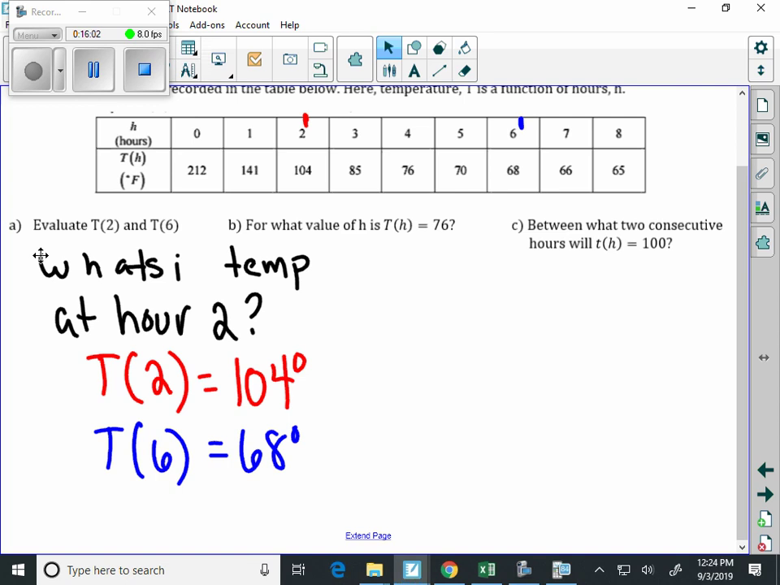Because if we look at Part B, it says for what value of H is T of H equals 76 degrees. So on Part B, we're given the output. We're given T of H is 76. So we find that value on this particular chart. There's the 76. And then what hour is it? It's hour 4.